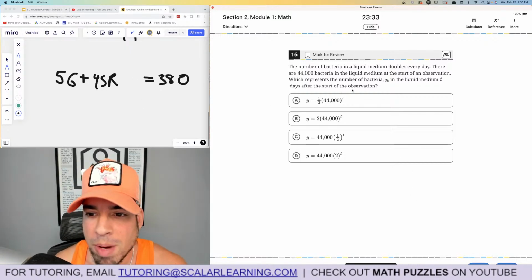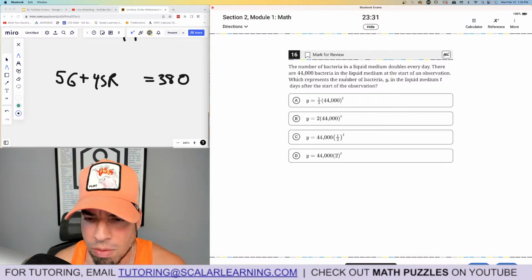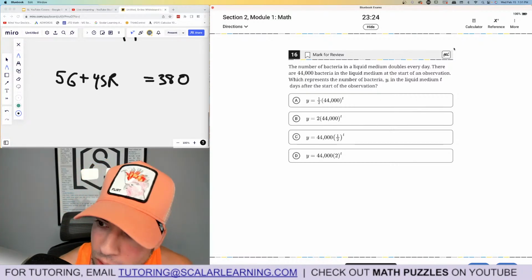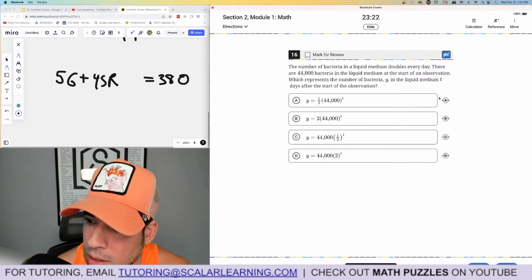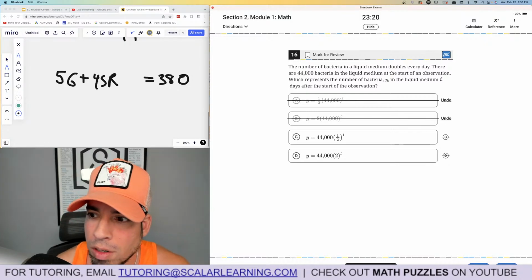Okay. The number of bacteria in liquid medium doubles every day. There are 44,000 in the liquid medium at the start. So that means that we need 44,000 in front. So it's either C or D. All right, so we cross out those.